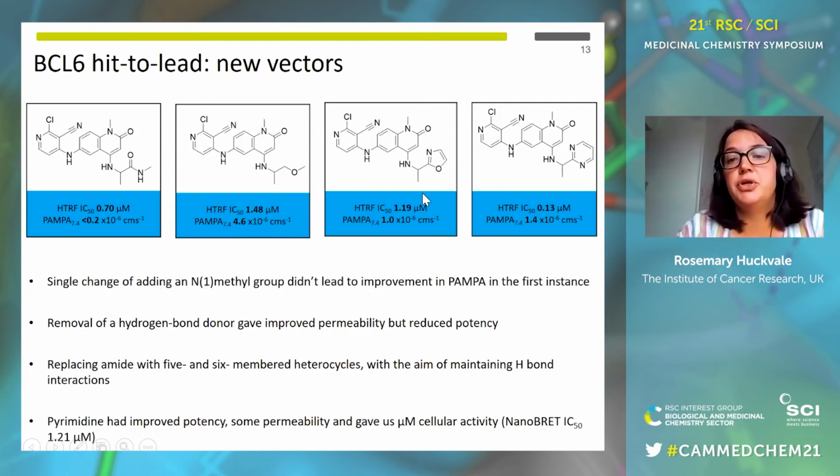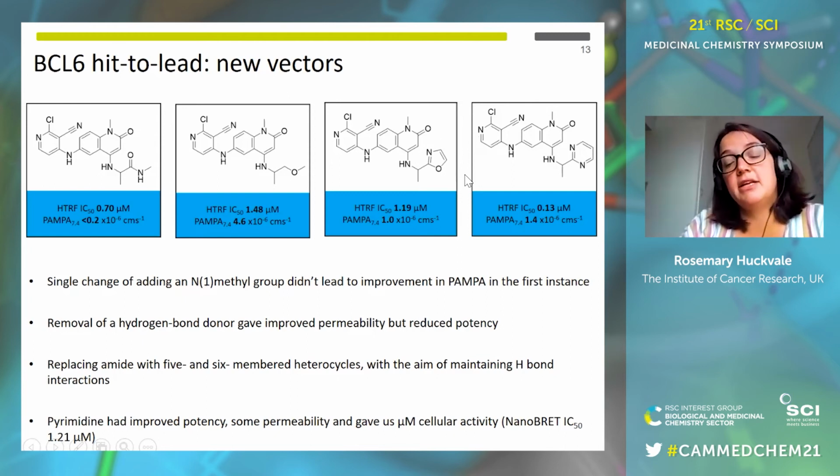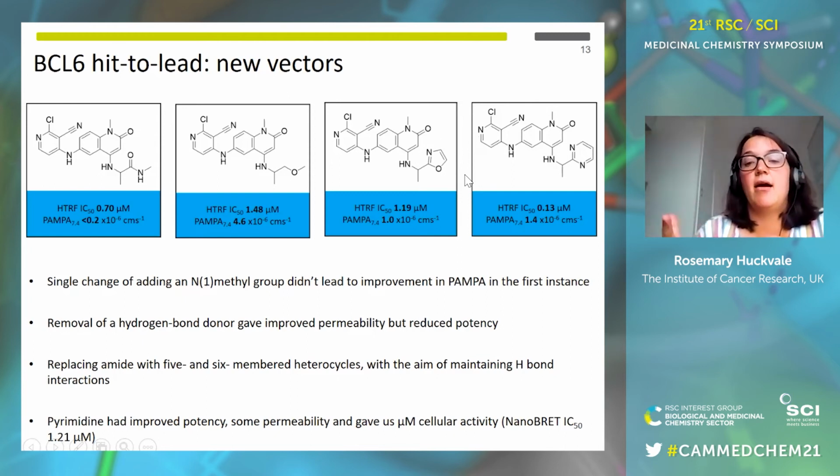We then decided to look at 5- and 6-membered heterocycles with the aim of maintaining hydrogen bond interactions in the same way as the amide, in the same positions as the amide. And this led us to the pyrimidine, which not only had improved potency, it had some permeability, and it gave us our first micromolar cellular activity.